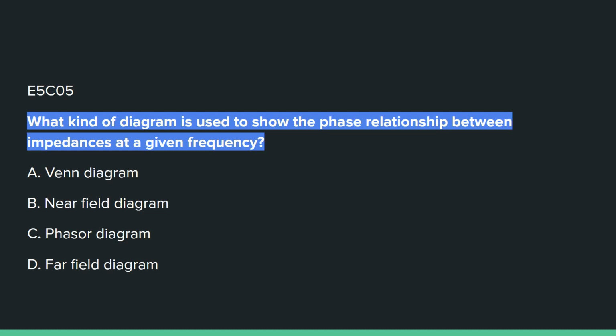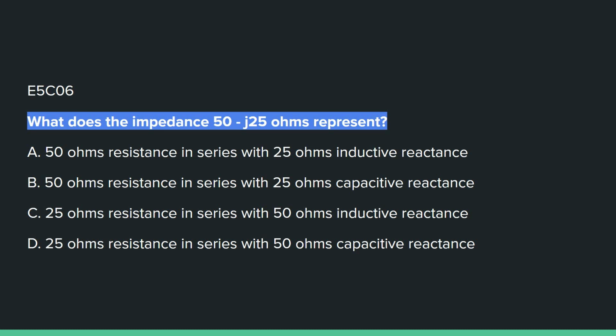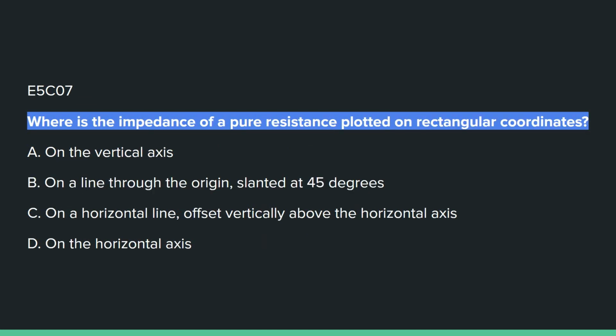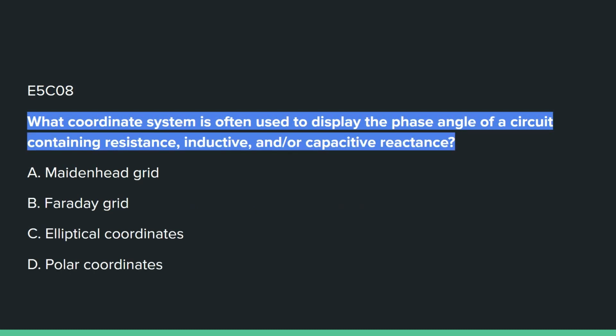E5C05, what kind of diagram is used to show the phase relationship between impedances at a given frequency? That's C, phasor diagram. E5C06, what does the impedance of 50 negative j25 ohms represent? B, 50 ohms resistance in series with 25 ohms capacitive reactance. E5C07, where is the impedance of a pure resistance plotted on rectangular coordinates? D, on the horizontal axis.